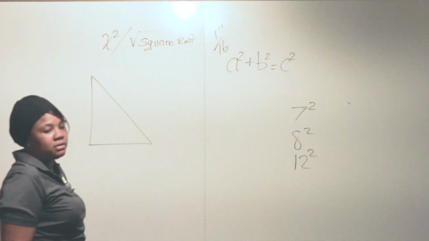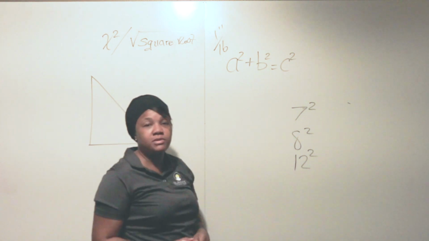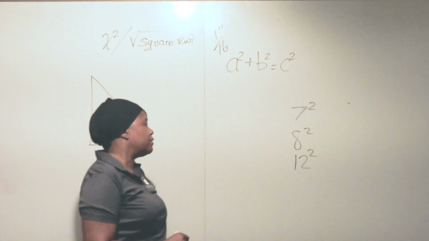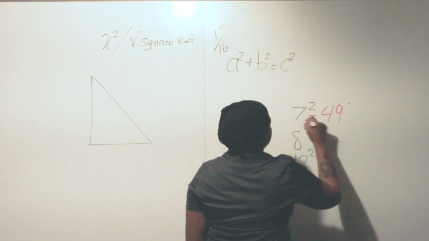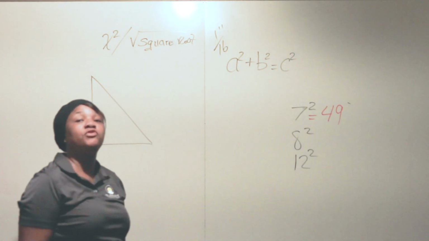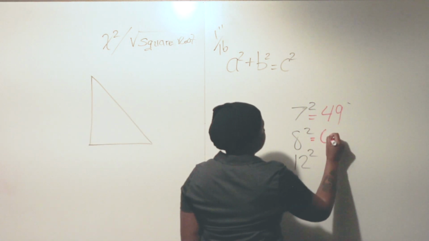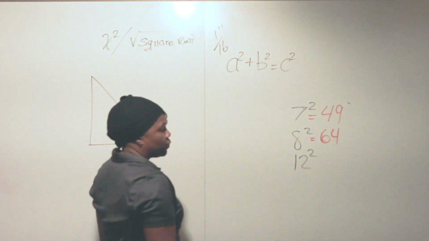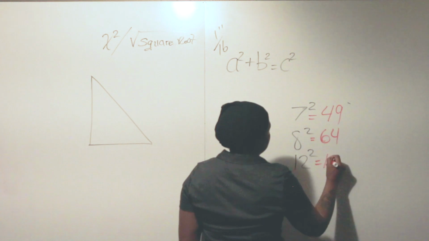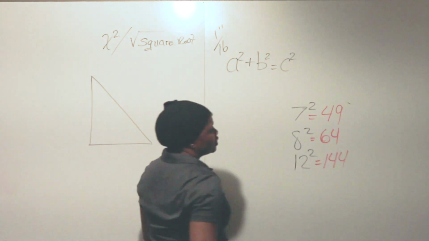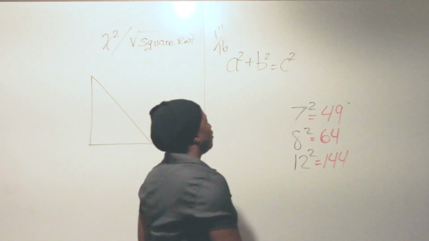We've got 7 squared. A squared number is 7 times itself. 7 times 7 is 49. 7 squared is 49. 8 squared: 8 times 8 is 64. 8 squared is 64. And 12 squared: 12 times 12 is 144. That's how we square numbers. All right? That's a number multiplied by itself.